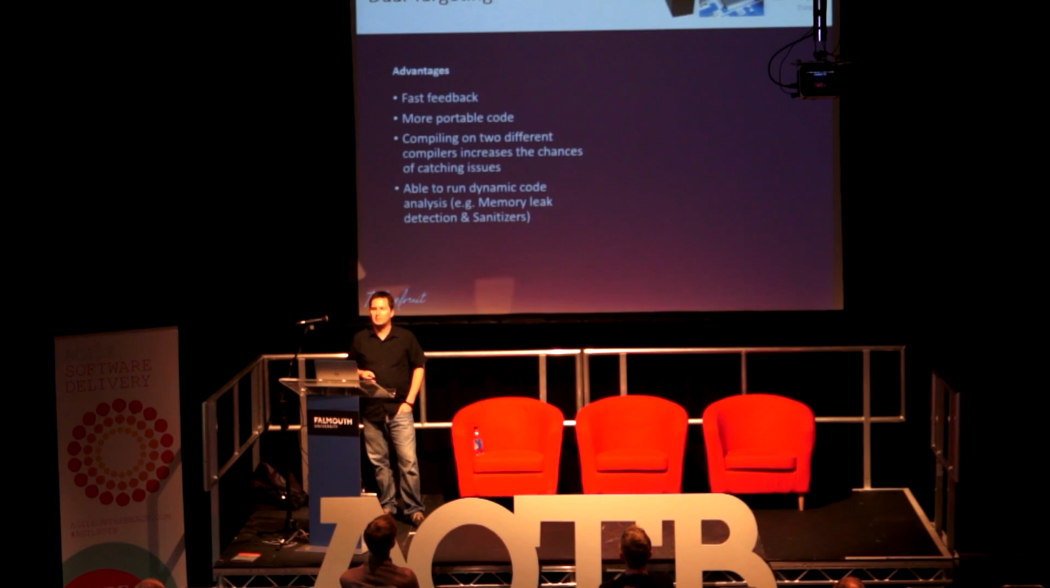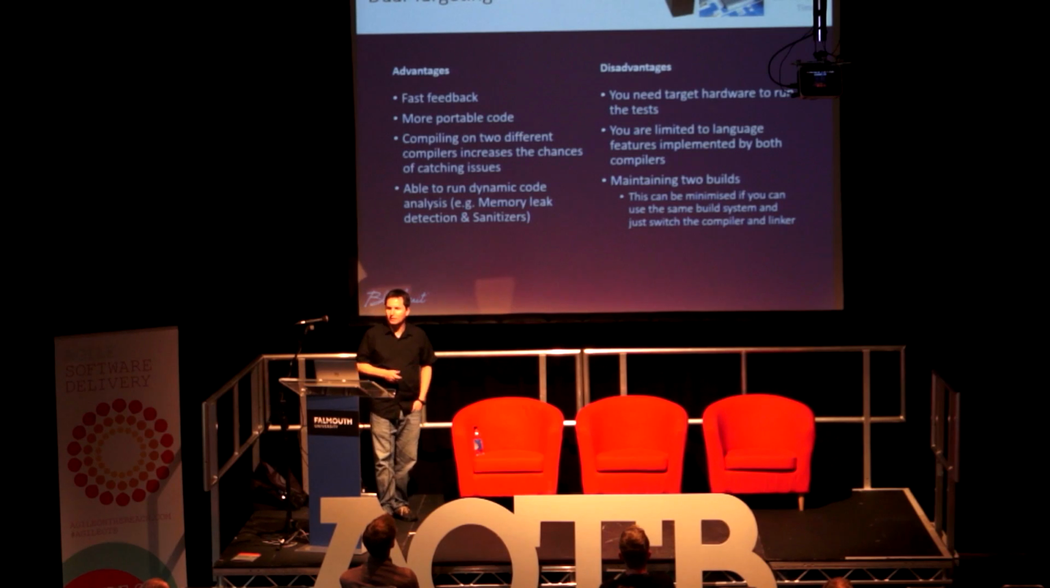And we're able to run dynamic code analysis. If we're using some sort of dynamic memory allocation, we can do the memory leak detection on our development PC. The dev PC compiler quite often has better dynamic code analysis than the embedded one. And it also allows us to run sanitizers. I'll come back to them in a little bit.